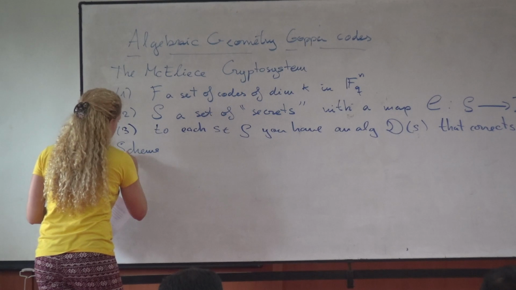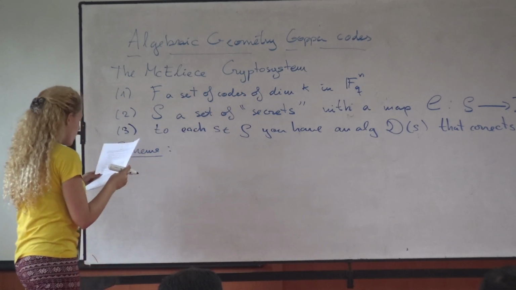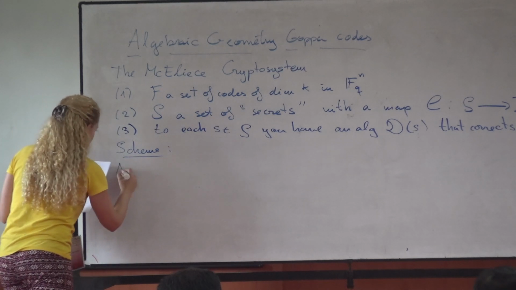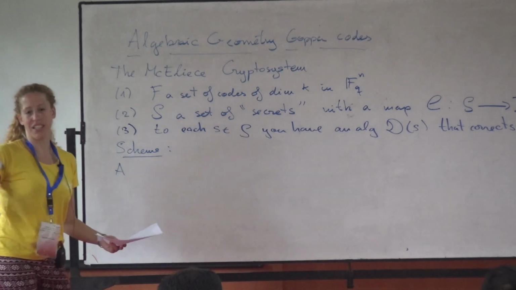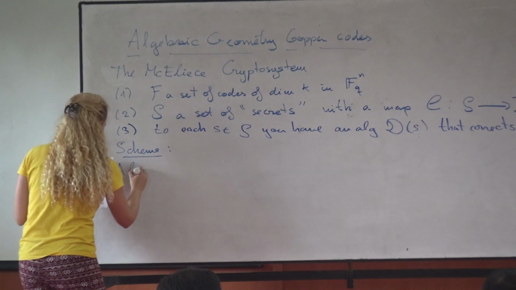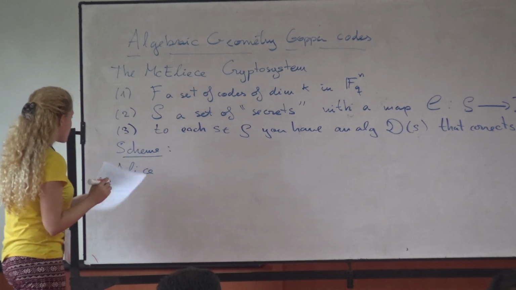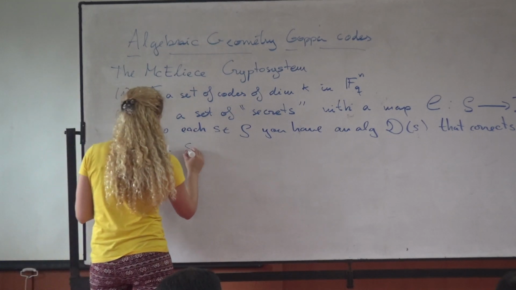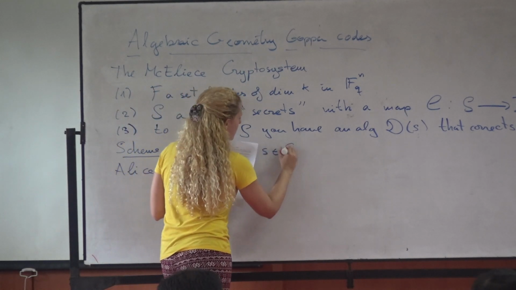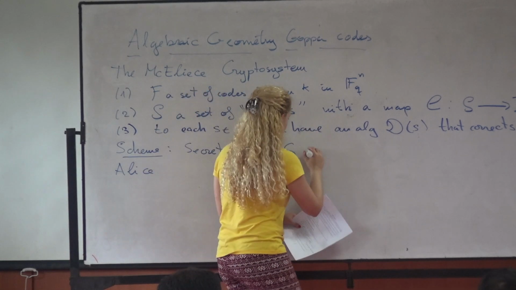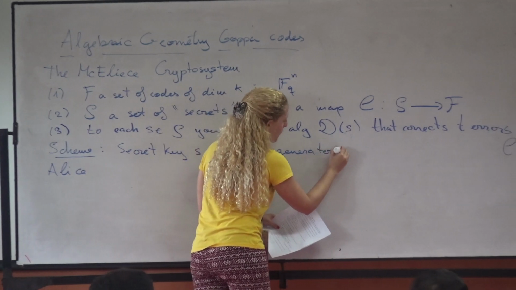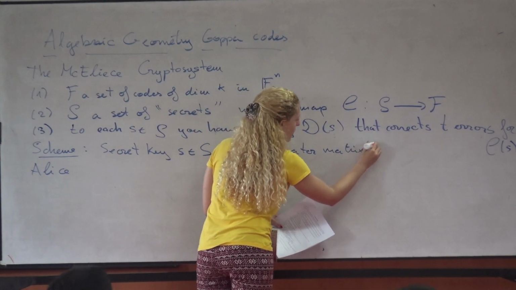How does it work? So Alice and Bob, these are the generic names that we always use. Alice wants to send an email to Bob. So the secret key of Alice is one of the secrets that we have here, with generator matrix G.